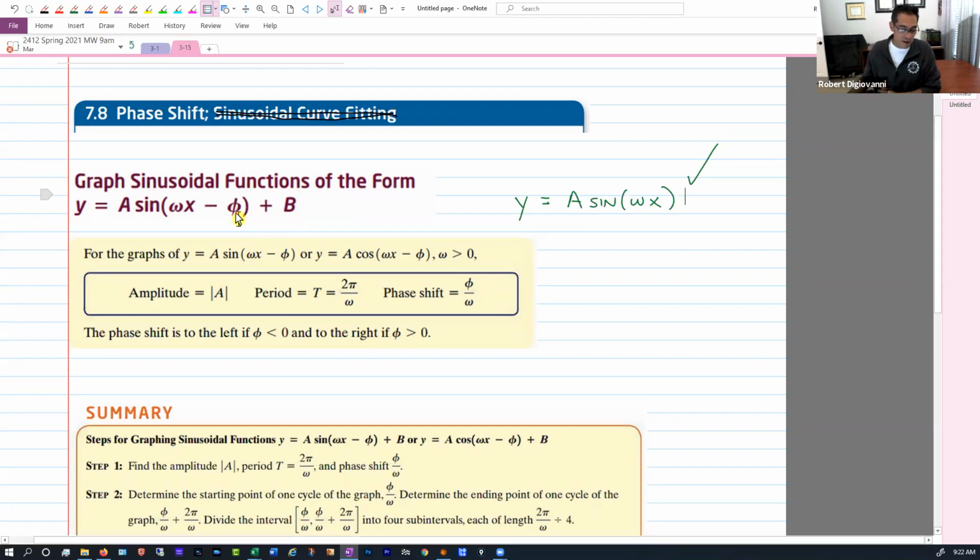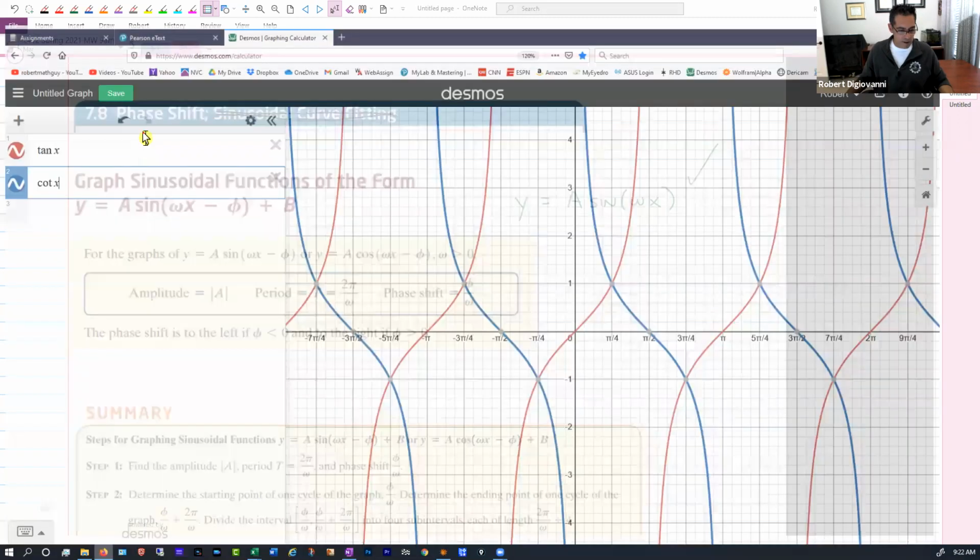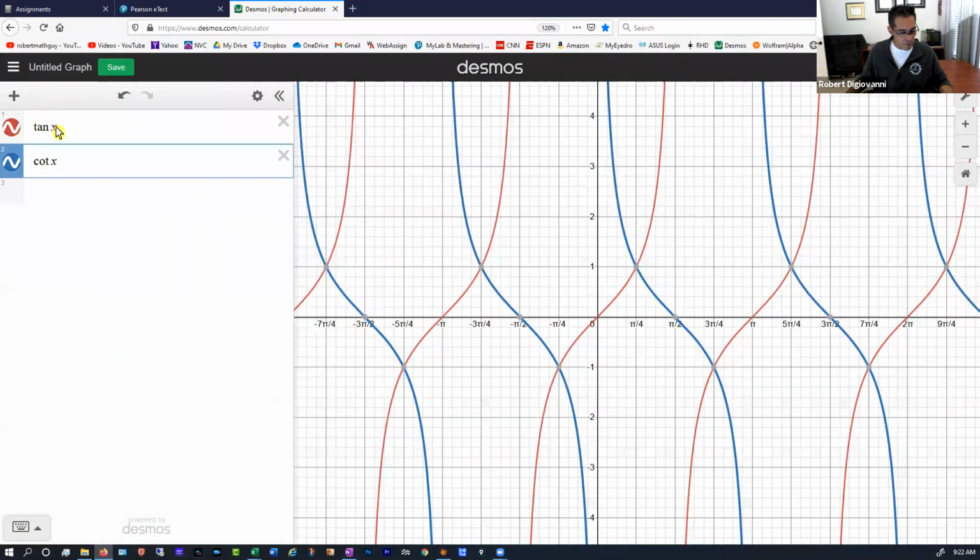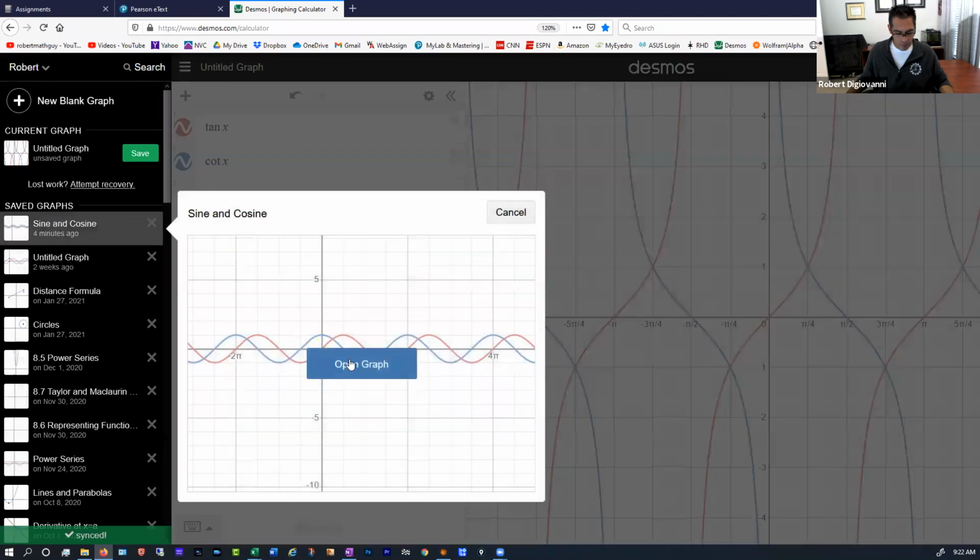And this phi here is going to have an impact on the graph in a very unusual way. Remember that the omega changes the period, so you have more sine waves happening in a short amount of space, or it stretches it out. But this right here does something else. So let's look at what it does. This one right here.